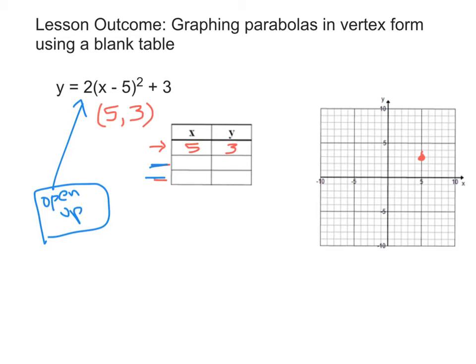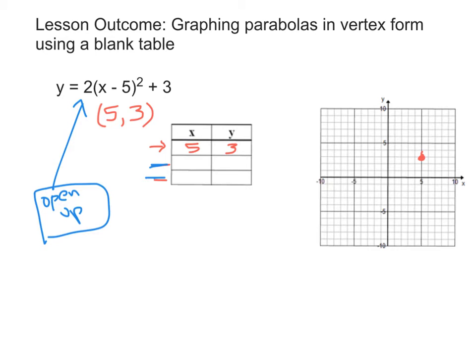Notice also with this very first example that because it's going to open up and the vertex is here, we aren't going to have any x-intercepts, which means that we wouldn't have been able to graph this in the way we did at the beginning of this unit. So how can we find a couple other points to plot so that we can graph our parabola? Well, what I would suggest is taking one value greater than the x value of your vertex of 5, which is 6, and finding that y value, and then taking one to the left, which is 4, and finding that y value, and plotting those points and drawing your parabola.